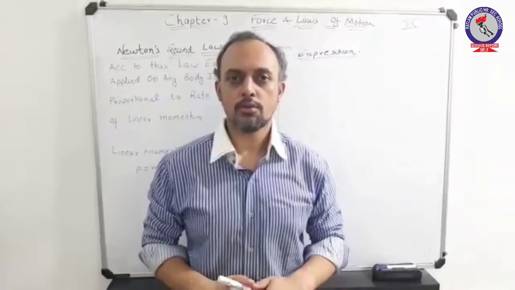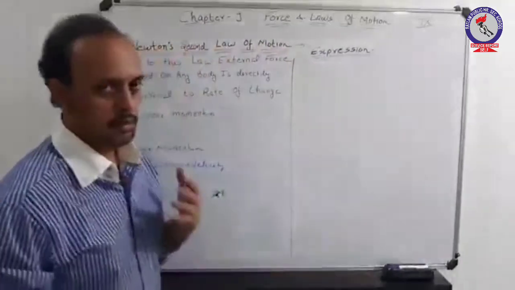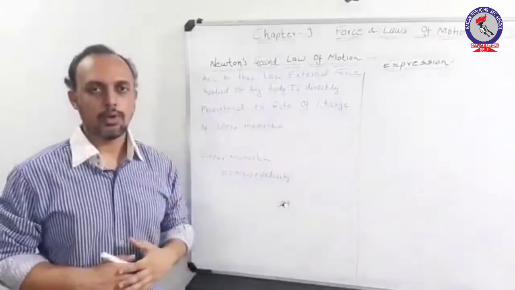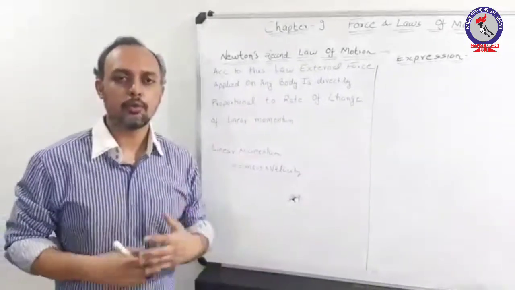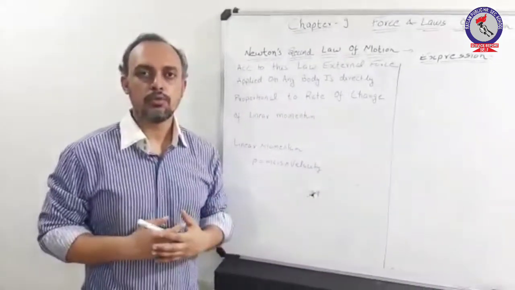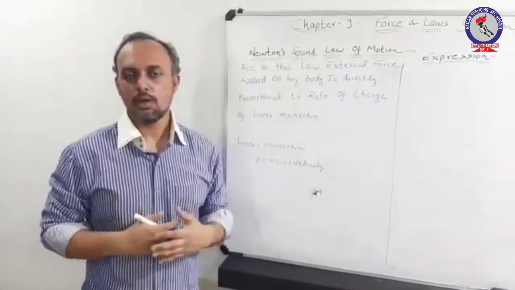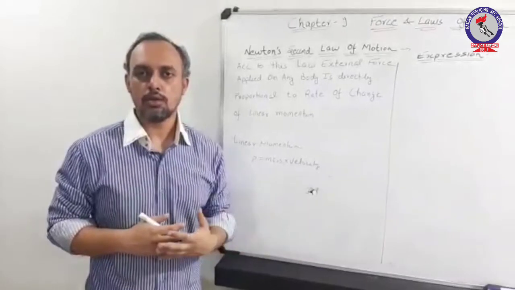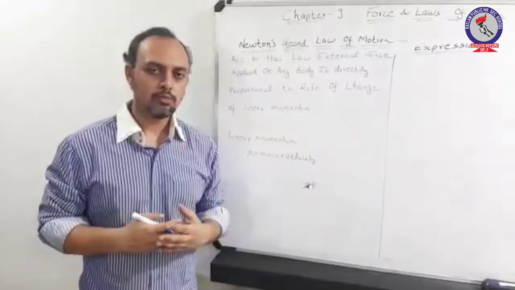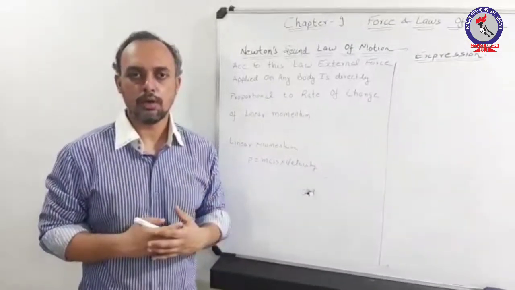Now let us study first what is the statement of the second law of motion. As the statement says, according to this law, an external force applied on any body is directly proportional to the rate of change of its linear momentum. Linear momentum is defined by the motion contained in the body. You may say that if a body is moving with a greater velocity, it is possessing greater linear momentum. If a body is moving with some smaller velocity, the body possesses less linear momentum.